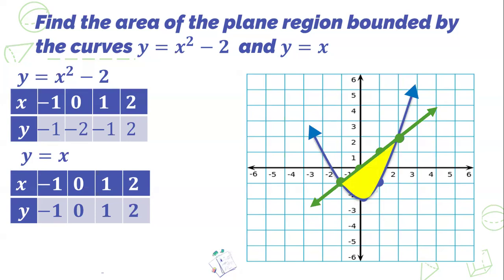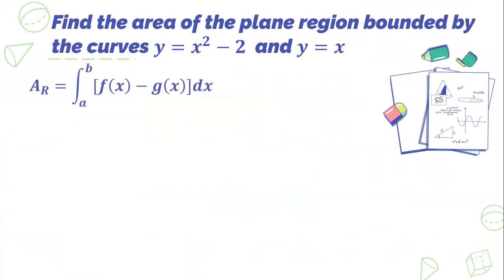Obviously, the function on top is the green one, so it's the line. So we will assign y equals x as our f of x. And the function at the bottom is x squared minus 2, so we will assign it as g of x. Applying the formula for integration, we have the integral from a to b, the top function minus the bottom function dx. Substituting, we'll have the integral from -1 to 2. This came from the solution a while ago for the values of a and b, which are the lower and upper limits respectively.